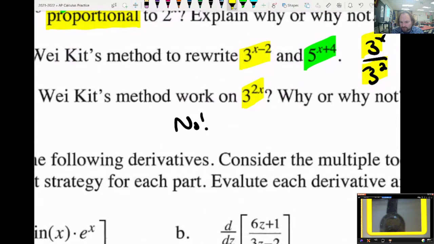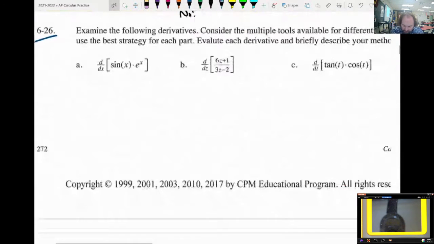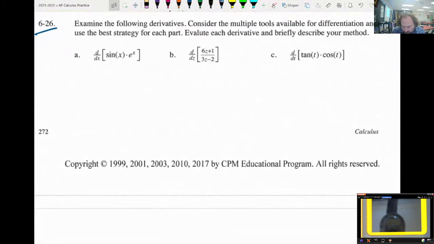Looking at 626, examine the following derivatives, consider multiple tools available for differentiation, and use the best strategy. So what we're going to do is we're just going to think about things here.